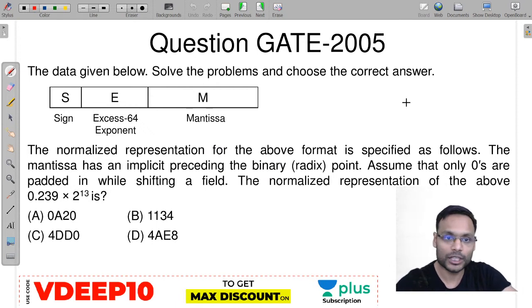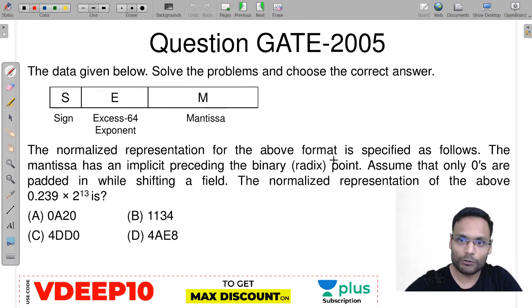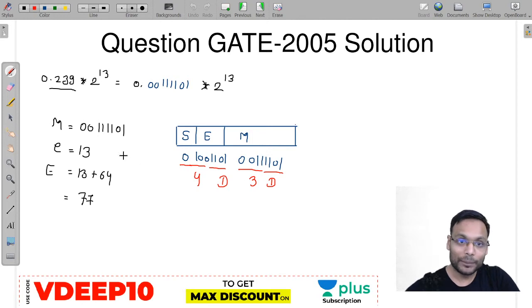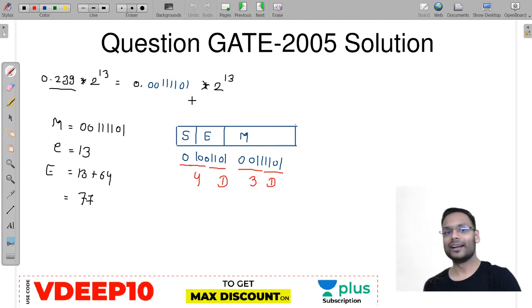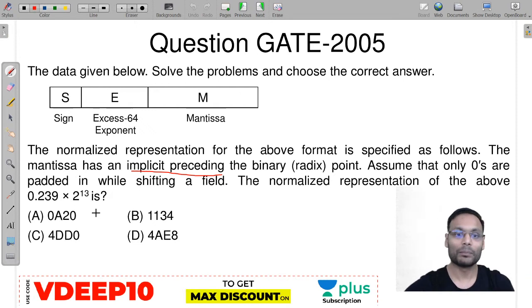Next. Agla question. Question number 2. Same thing, but what they have given is normalized presentation of above format is specified as follows. तो इसको normalize करना है. The mantissa has an implicit preceding. Implicit preceding means implicit normalization करना है. Assume that only zeros are padded in while shifting the field. मतलब अब ये जो मेंटिसा मुझे मिला था, अब यहाँ से इसको if you will be normalizing it, if you are shifting it, then only zero will be padded at the end. Then what they say, normalized representation of this number, same number is what?